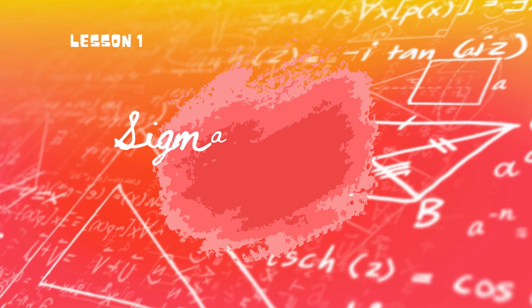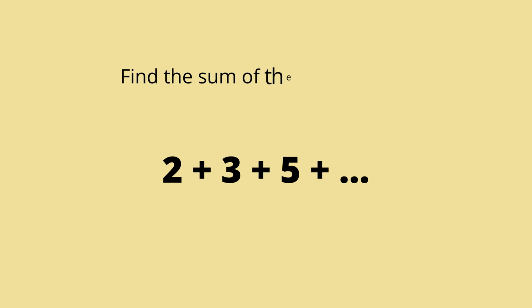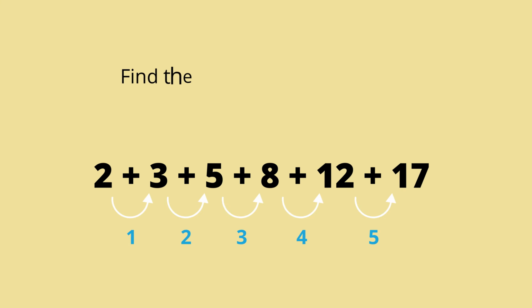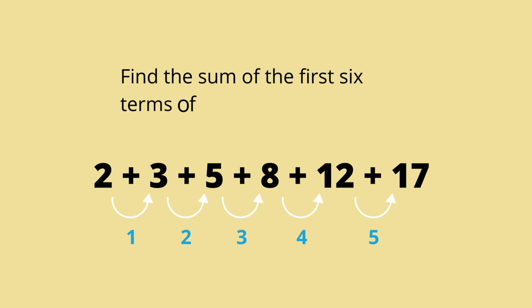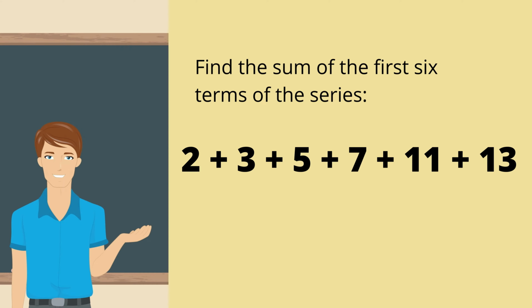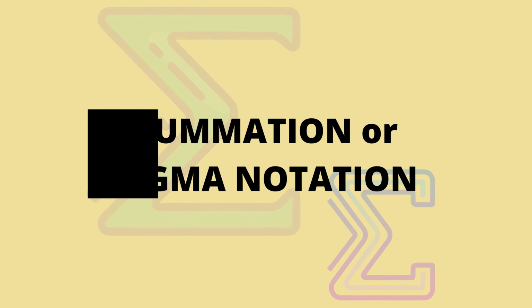To start, let us describe and define what a sigma notation is. Say for example your teacher asks you to find the sum of the first 6 terms of the sequence 2, 3, 5, and so on. You might think that the difference between succeeding terms increases by 1 each time. Hence, you might have 2 plus 3 plus 5 plus 8 plus 12 plus 17. Unfortunately, your teacher might be thinking 2 plus 3 plus 5 plus 7 plus 11 plus 13, or the sum of prime numbers. This is where summation, or sigma notation, becomes advantageous.